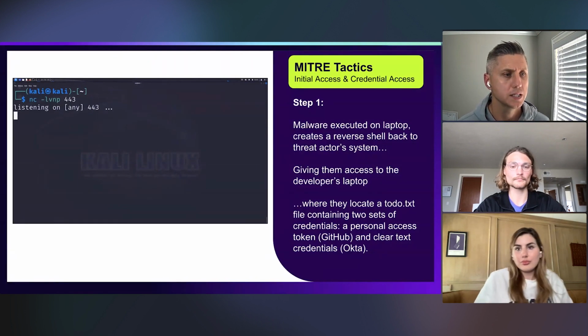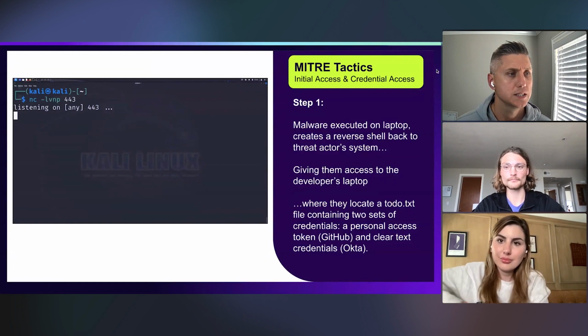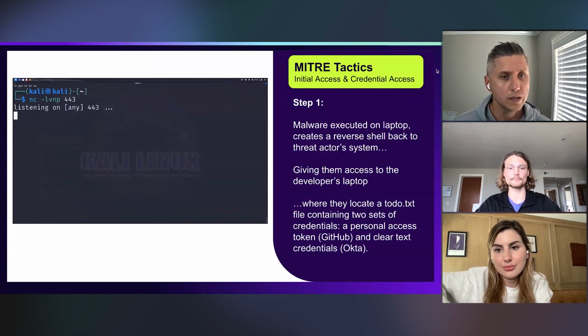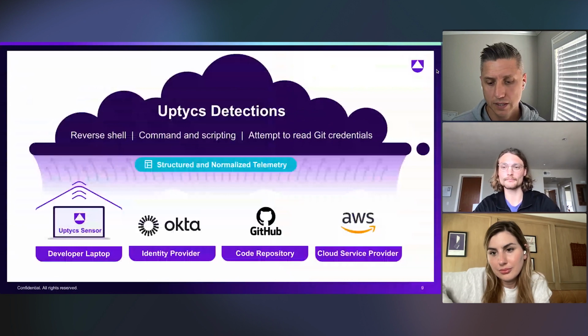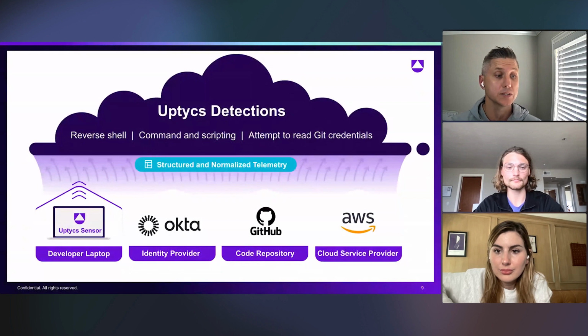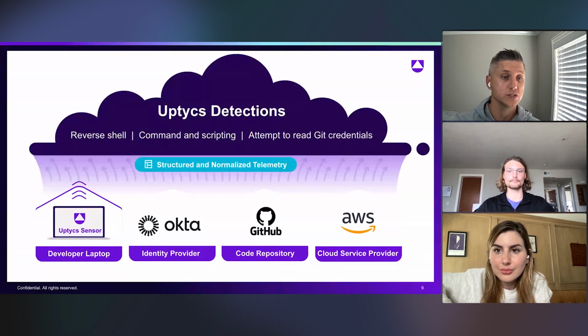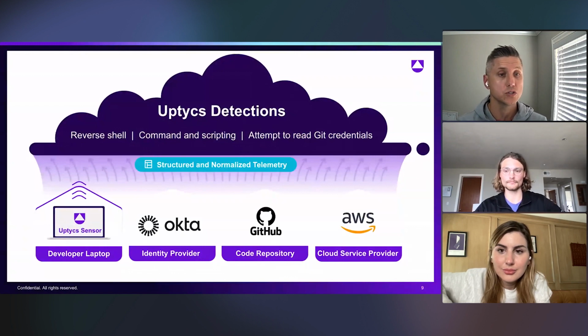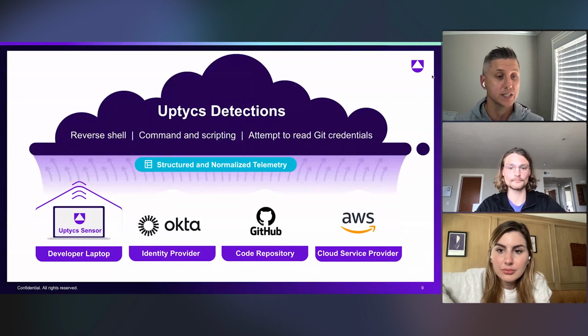Next slide. One of the key benefits we at Uptycs have is that we are pushing the telemetry of customers into our Uptycs cloud. And that's across all of these technologies that you're seeing here. So we structure it and normalize it so that we're able to get you near real-time alerts based on one or more of the activities happening within these technologies.